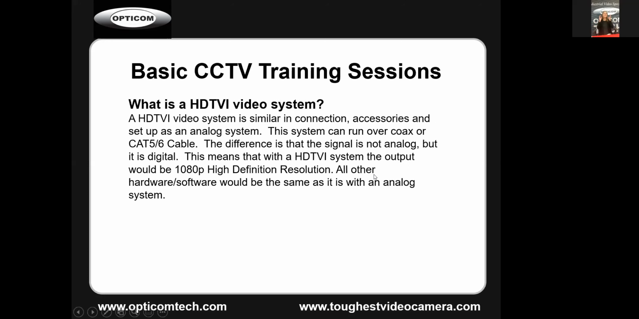And then you've got an HD TVI video system. So this came out a few years ago. Super cool, right? It runs over coax. So you have an analog coax system basically, but you're putting HD TVI products in. So HD TVI is high definition over coax. That means you can get a 1080p resolution over coax. You can get a 5 megapixel resolution over a coax cable. So this is huge, right?